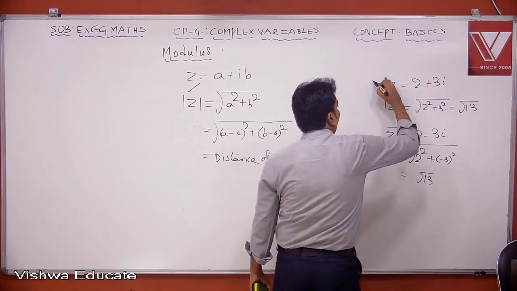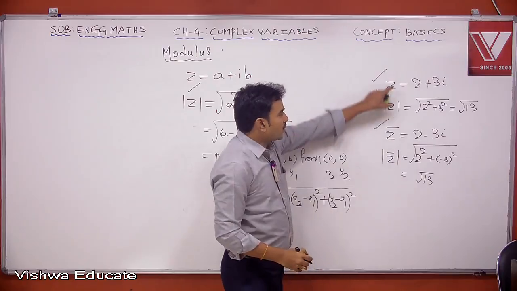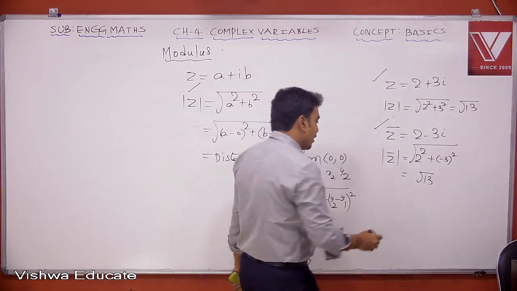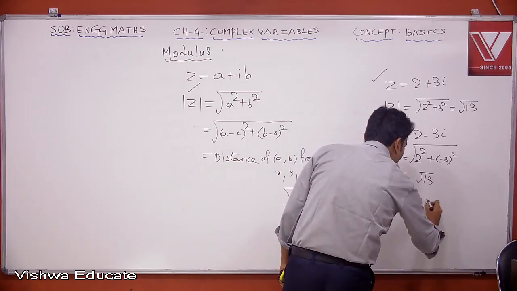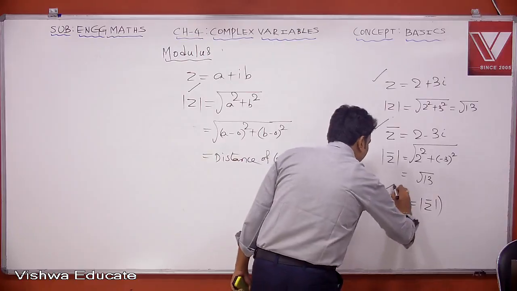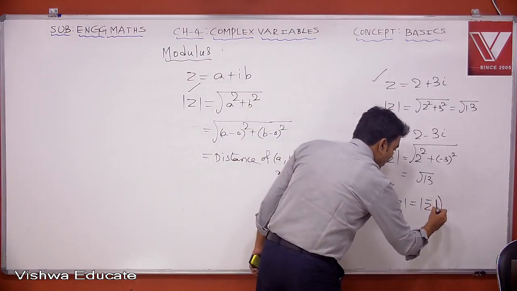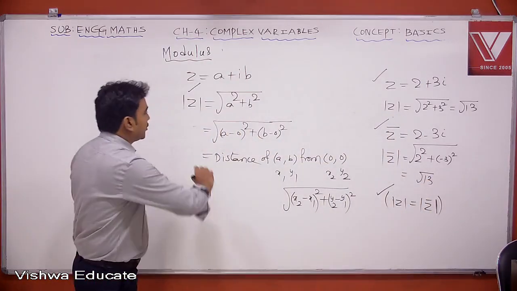So this is my complex number and this is my conjugate. Both the complex number and its complex conjugate have the same modulus. Therefore, the conclusion is that modulus of z equals modulus of z bar. This is one very useful point: the modulus of z is the same as the modulus of z bar. So write the definition.